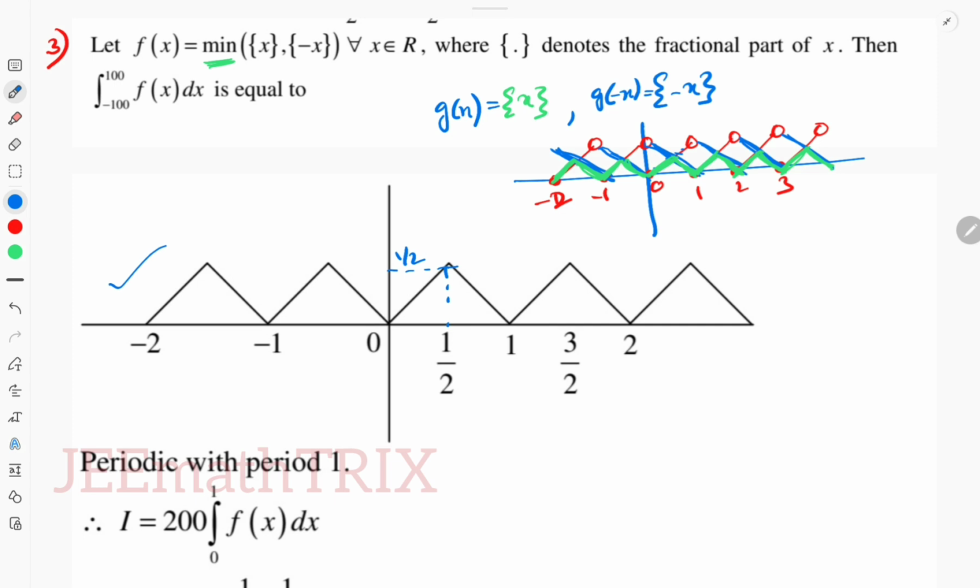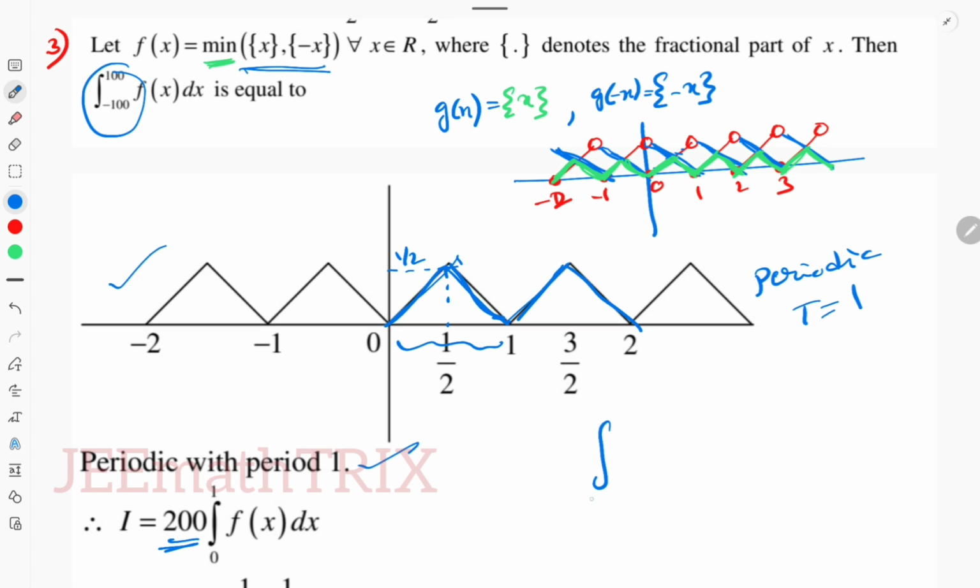Now, the minimum of the fractional part of x comma the fractional part of minus x is also periodic, with a period equal to 1. After length 1 only, the same part of the graph is repeated. Since the period is 1, and the limits are from minus 100 to plus 100, it will be 200 times.